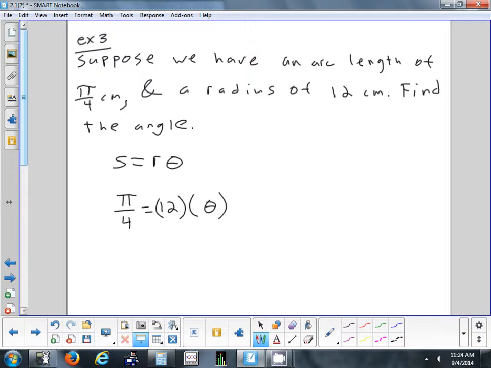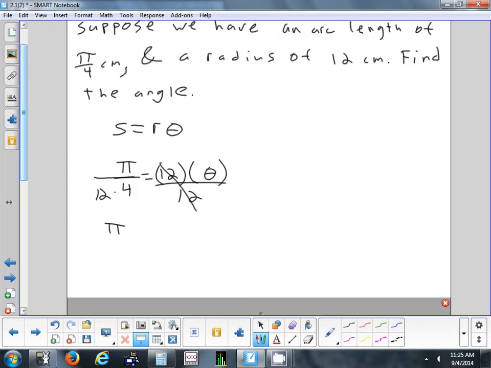Okay, how do I solve that equation for theta? Well, Iris? We get theta by itself. Yep, divide each side by what? By 12, yeah. So you divide this side by 12. If you're dividing this side by 12, it's just like throwing a 12 in the denominator. Think of it as multiplying by 1/12. 12s cancel. And we get 12 times 4 gives me 48. So we get pi over 48.